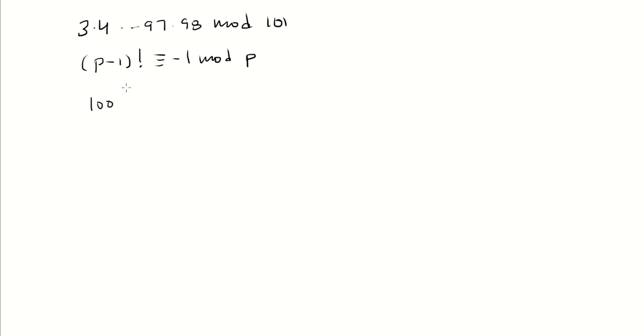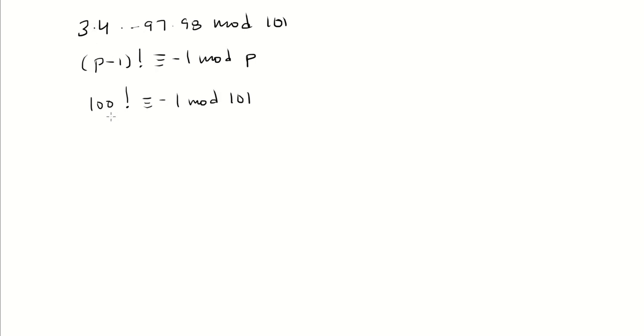Find the value of 3 times 4 times all the way up to 97 times 98 mod 101. For this, we want to use Wilson's theorem, which states that for a prime number p, (p minus 1) factorial is congruent to negative 1 mod p. For us, we're going to use p as 101. So we have 100 factorial is congruent to negative 1 mod 101.